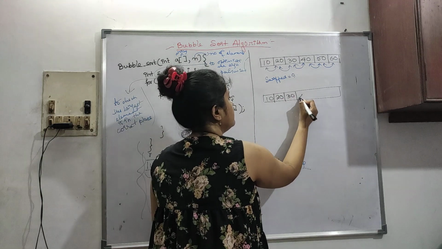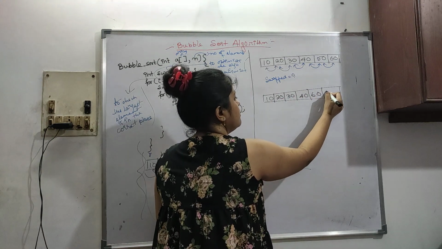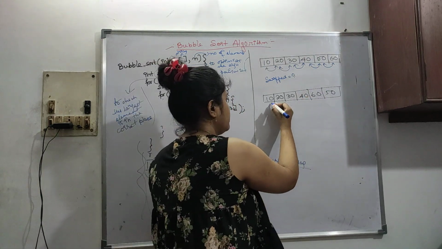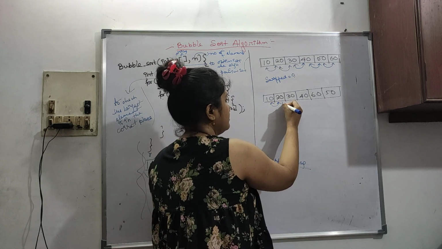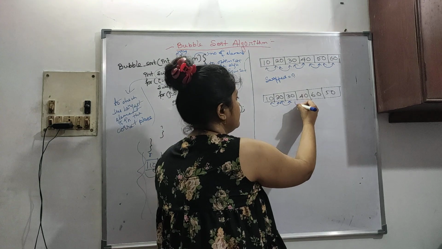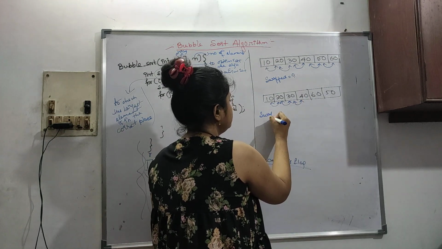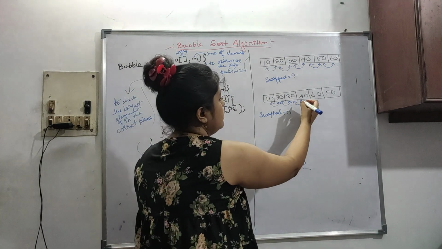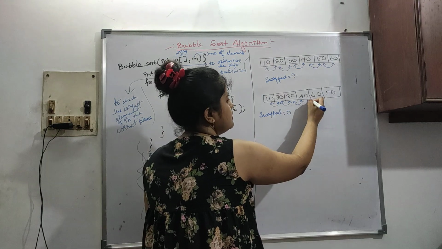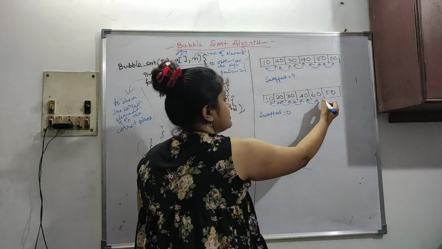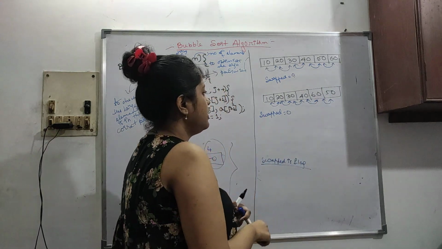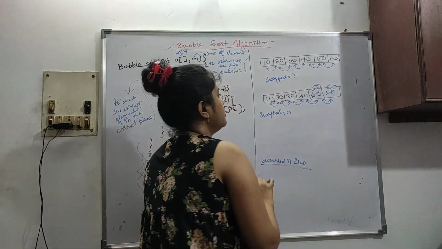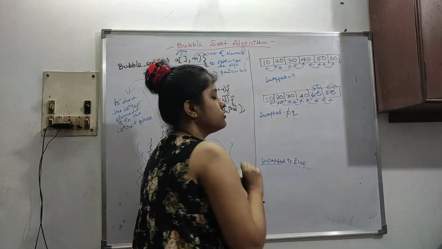Let's say 20, 30, then 40, then 60, then 50. So this is not in correct order. Up to 60 it was correct, but 60 and 50 are not in correct order. So 10 and 20 correct, 20 and 30 correct, 30 and 40, so swapped was 0. Then 40 and 60 are in correct order, so nothing to do about it. Then 60 and 50, you can see it is not in correct order, so we have to change. 50 comes here, 60 comes here, so swapped becomes 1.